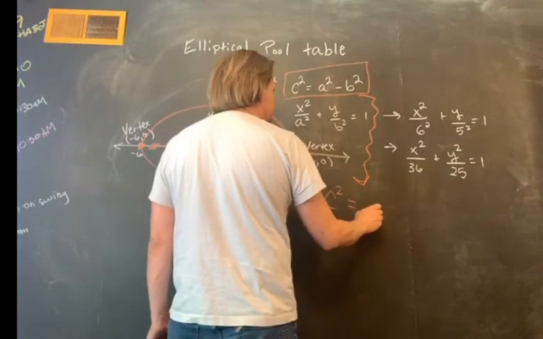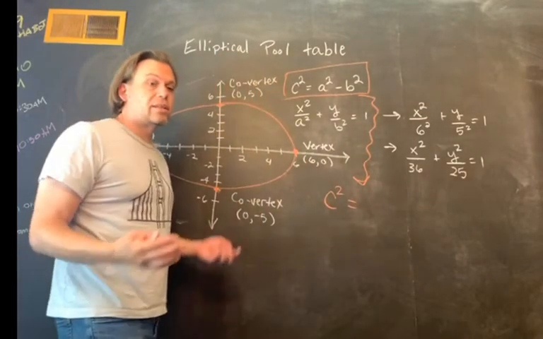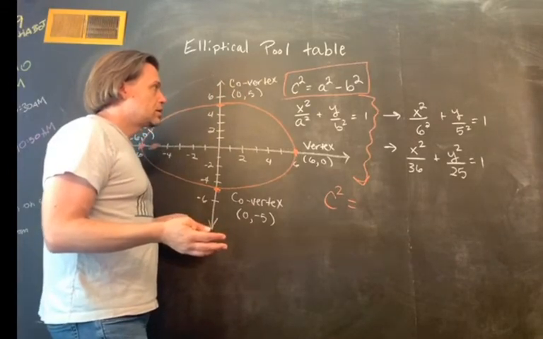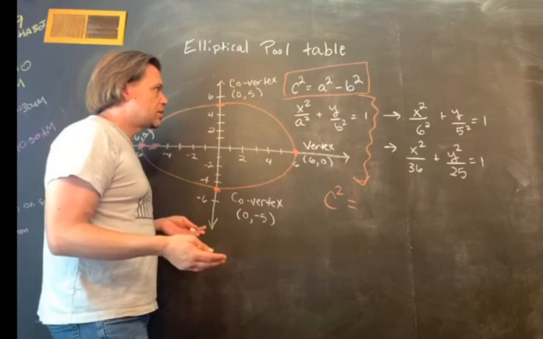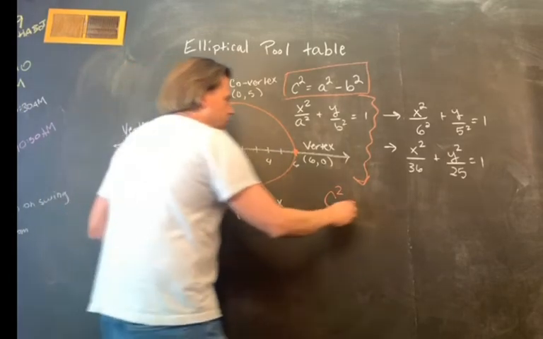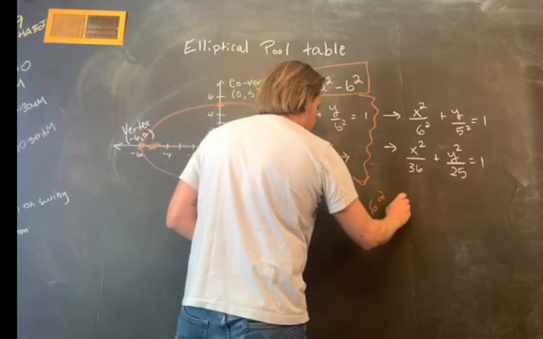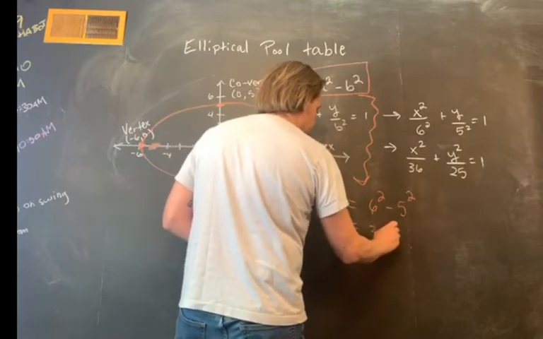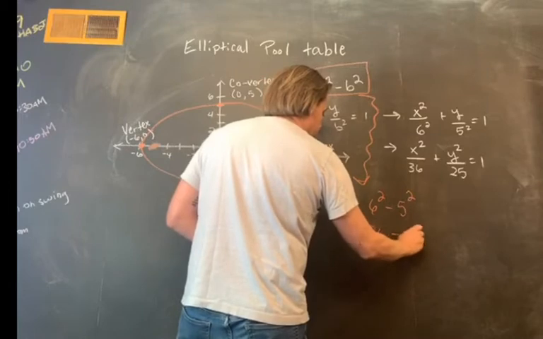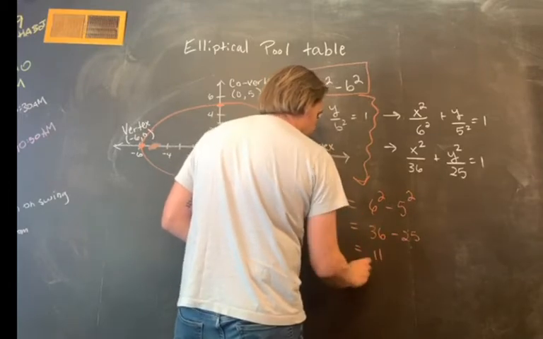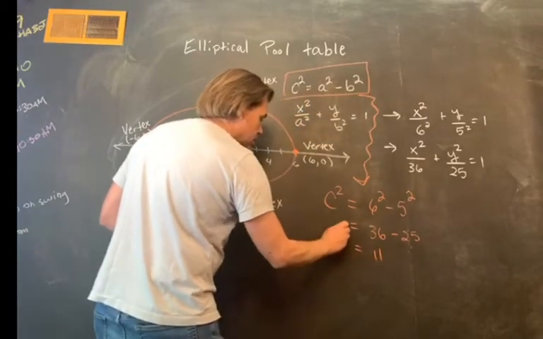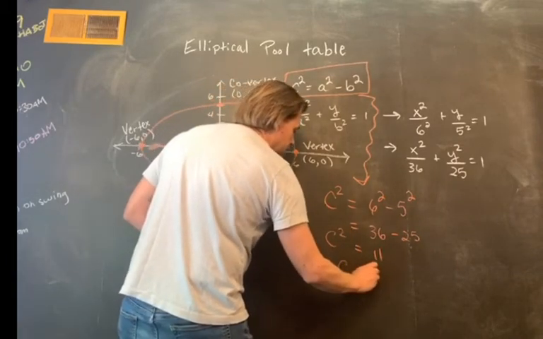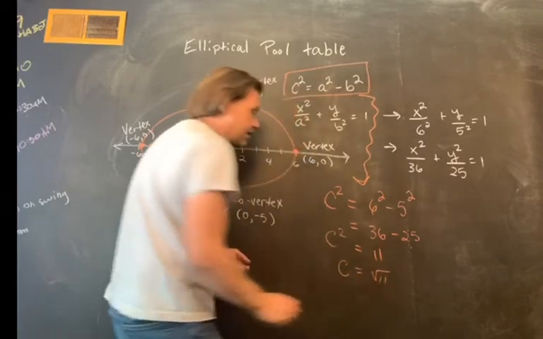C squared is A squared minus B squared. Looks like the Pythagorean theorem, but it's not quite. You always want to do the largest one minus the smallest one. So A is always the largest one, 6. So 6 squared minus 5 squared, which is 36 minus 25, which is 11. So C squared equals 11. C is equal to the square root of 11.